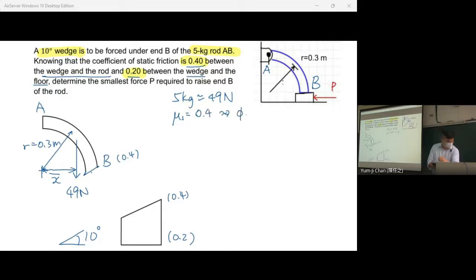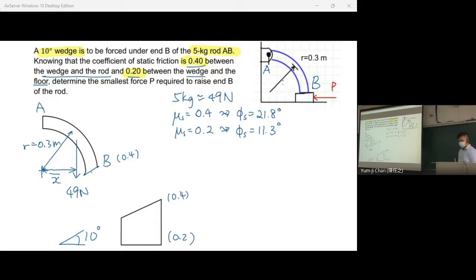Phi s is equal to what? 21.8 degrees. And if mu s is equal to 0.2, phi s is equal to 11.3 degrees. So we need to determine the smallest force P required to raise end B of the rod.